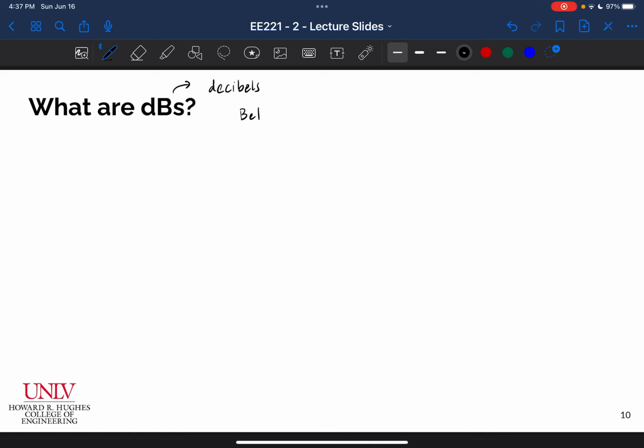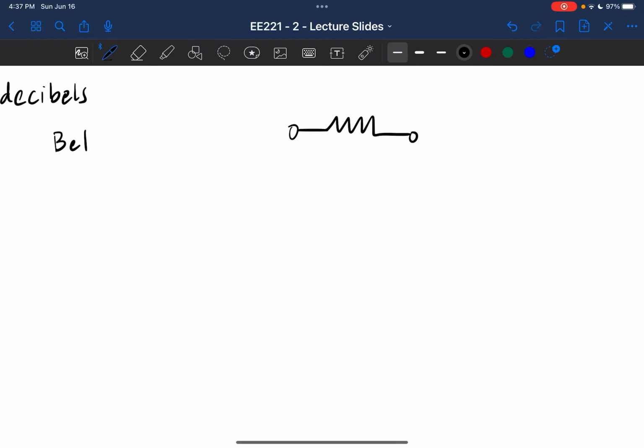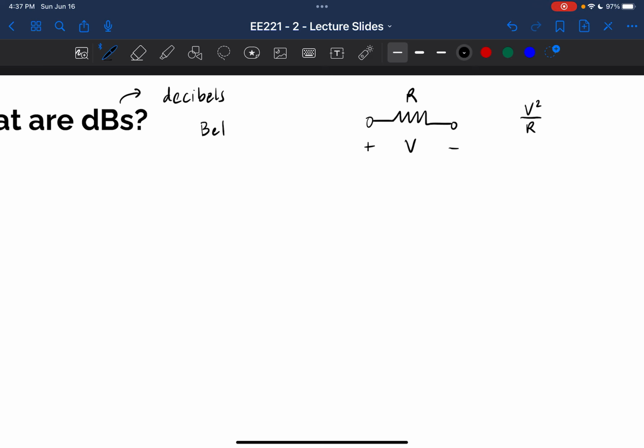The other thing that we need to understand is power, which I haven't talked about yet up to this point. It's the next chapter of this class, which is all about power analysis. Probably should have talked about it in EE 220, but I neglected to do that because I knew I was going to talk about it in this class. I have some resistor here. If I have a voltage across this resistor, V, I can determine the power dissipated by this resistor in watts, which you've heard of, by taking the voltage across it squared and dividing by R. So just keep this in mind.